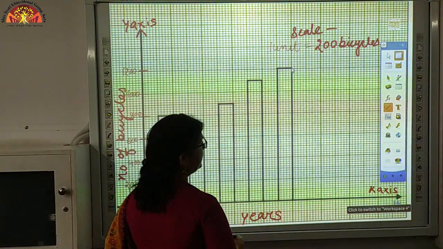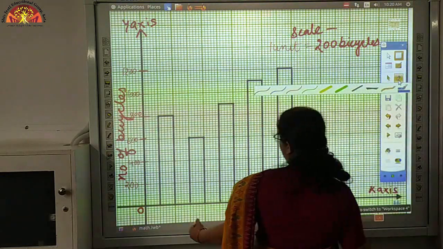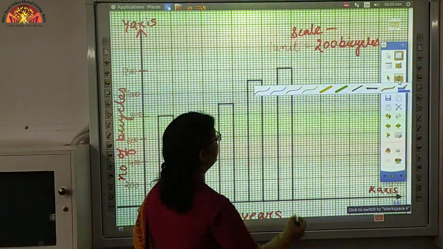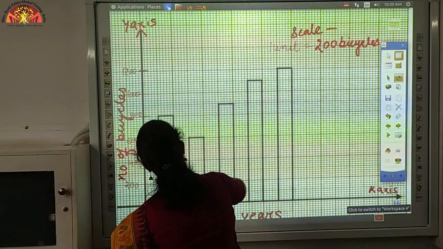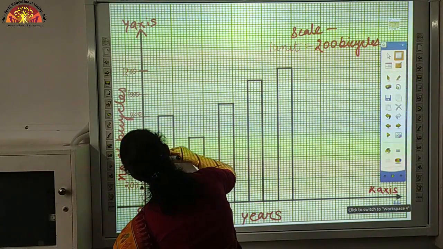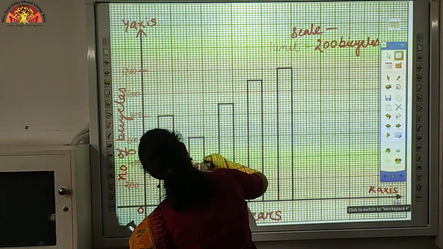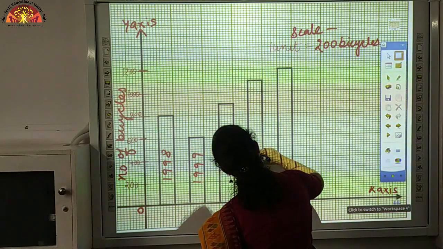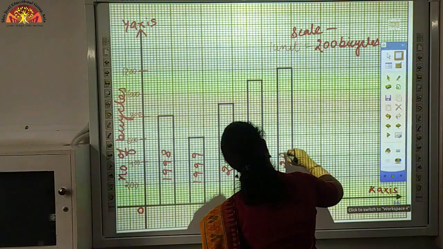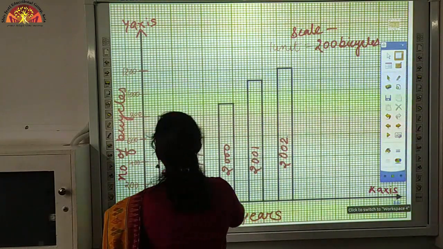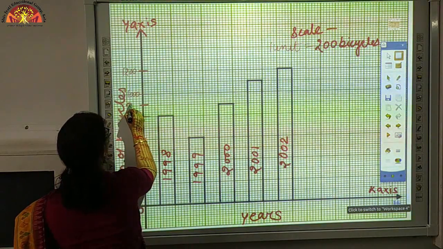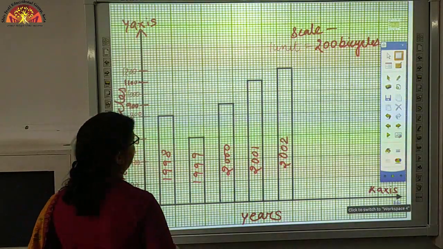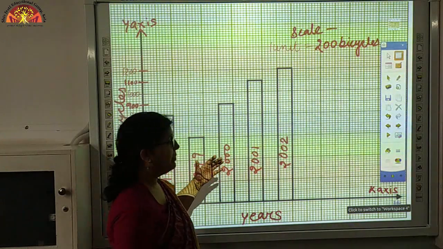Now students, we mention the years. How do we mention years? You can mention years here and also between the bars. Wherever neatness comes, you write there. 1998, 1999, 2000, 2001, and this is 2002. It shows 900 and it shows 1100. Now students, this is the bar graph.